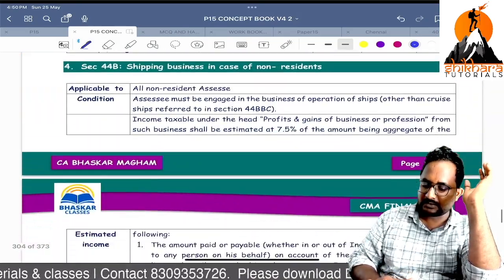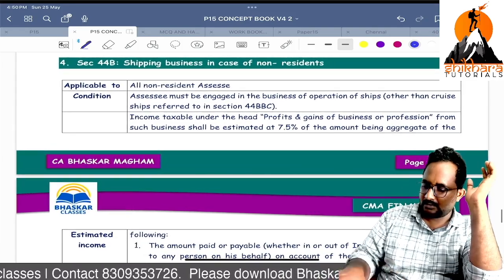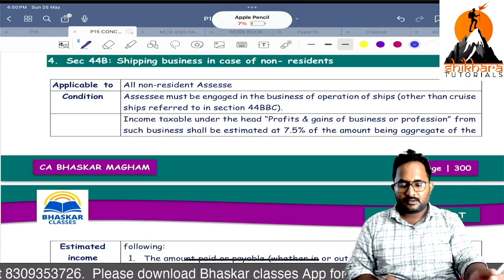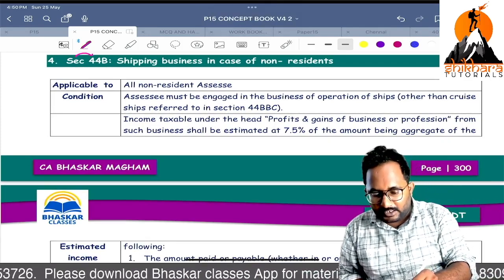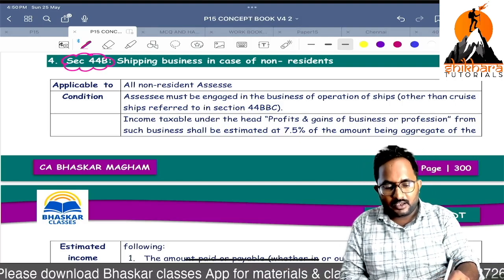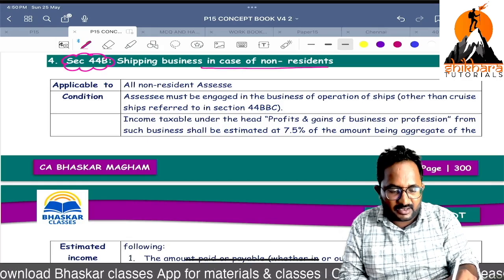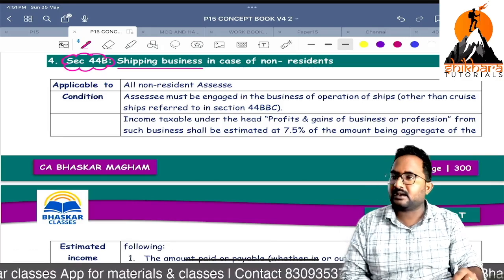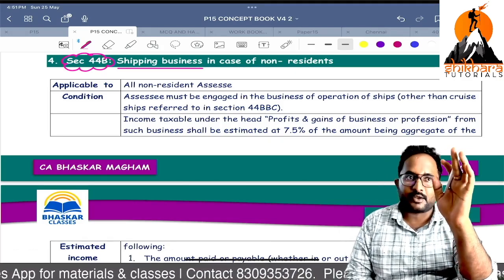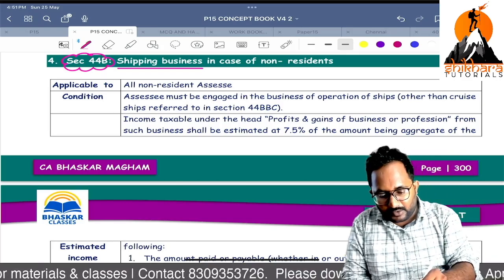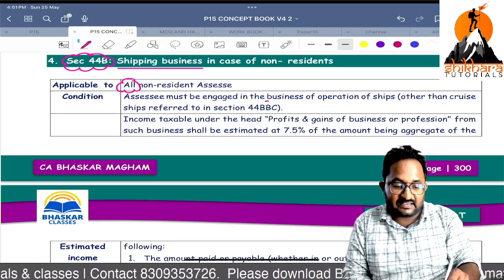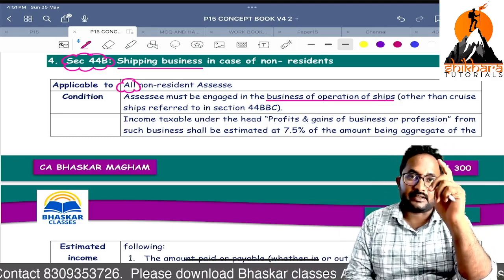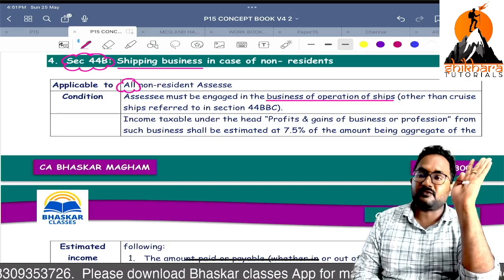Listen carefully. First provision is 44B. Just check out the screen. 44B is applicable if any non-resident is engaged in which business? Shipping business. If any non-resident is engaged in the shipping business, for him we can apply the presumptive taxation provision under section 44B. It is applicable for all non-residents if the assessee is engaged in the operation of ships. But within the bracket one phrase is there: other than cruise ships referred to in 44BBC.